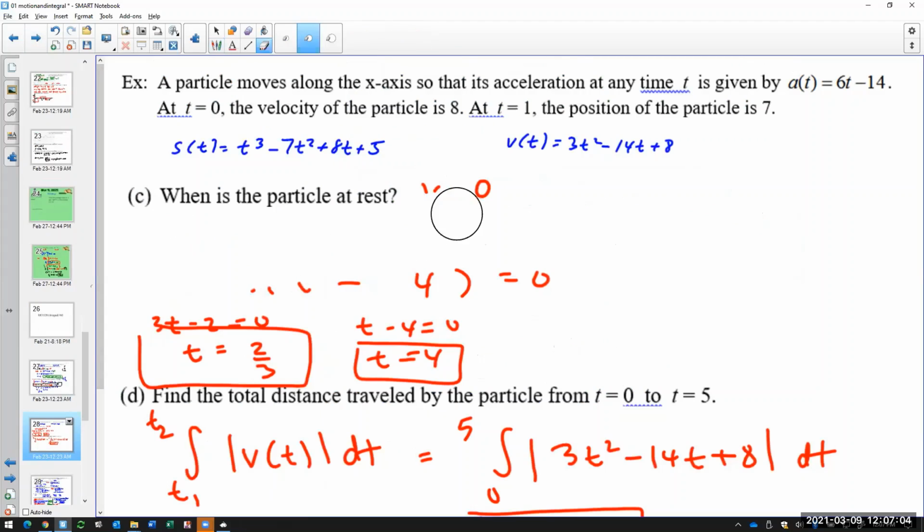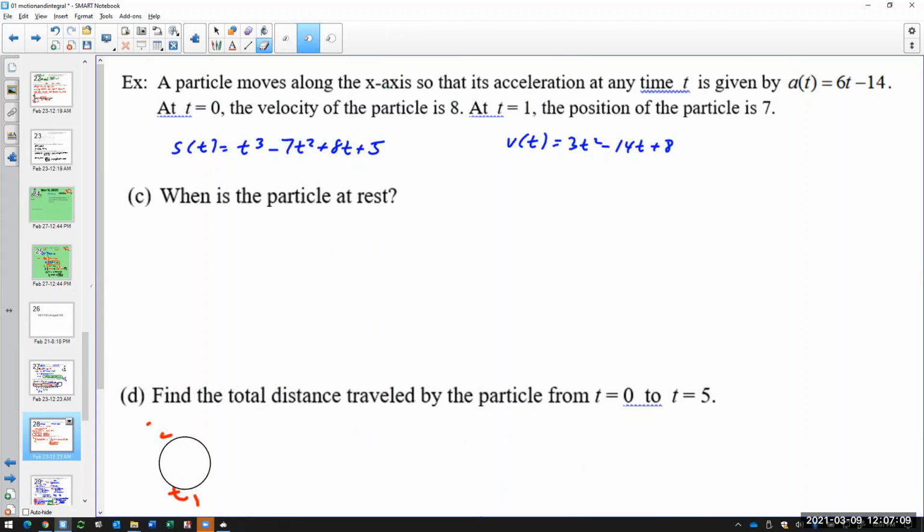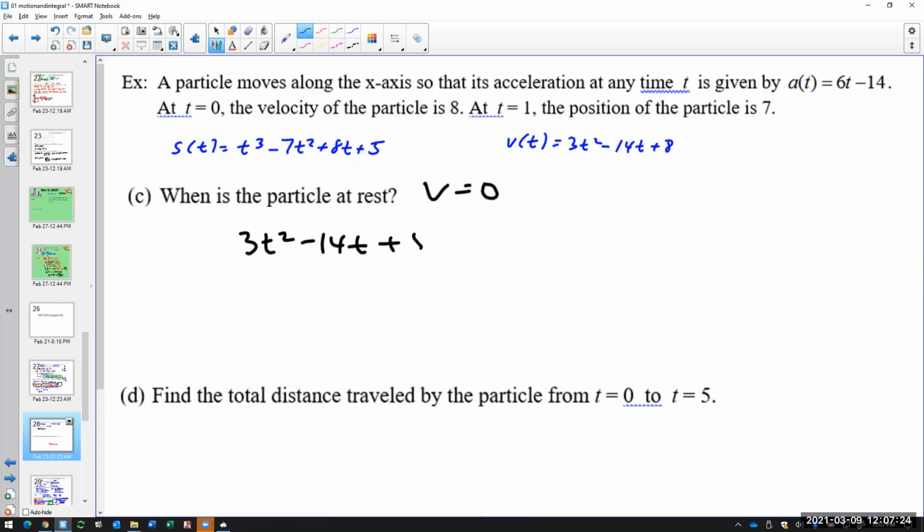Given your position and your velocity, when is my particle at rest? When is my particle at rest? Guys, when you're at rest, what's equal to 0? Is it t, S, V? It's V. So you're going to set V equal to 0. I already know my V. My V is 3t squared minus 14t plus 8. I'm going to set that equal to 0.